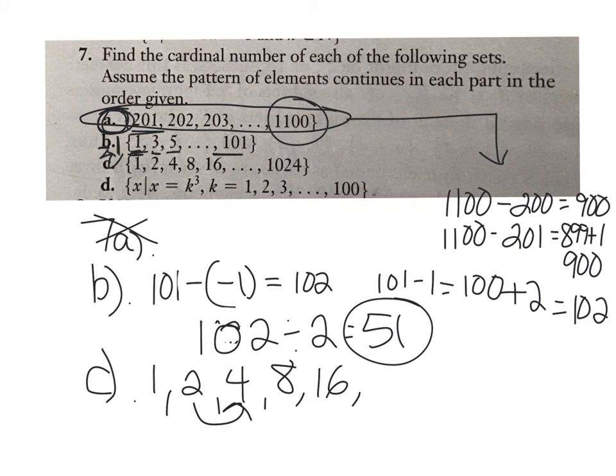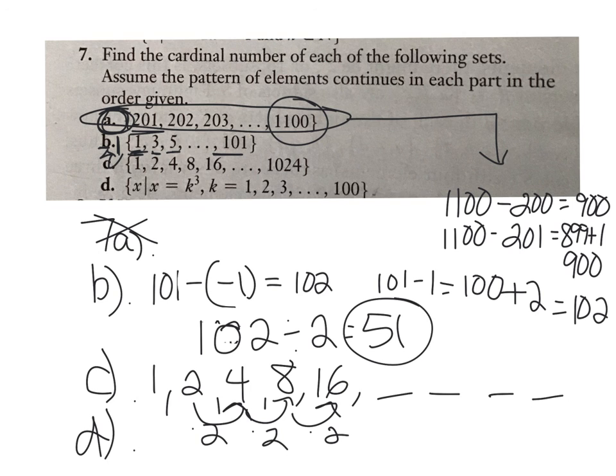Noticing that we're multiplying by 2 every time to get to that next term. So just keep multiplying by 2 until you get to 1024, and you'll notice it does not take very long to get there. And then you can just physically count the number of terms.